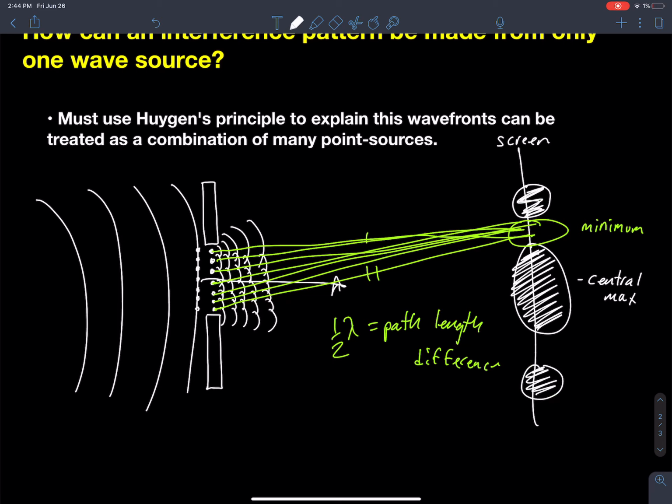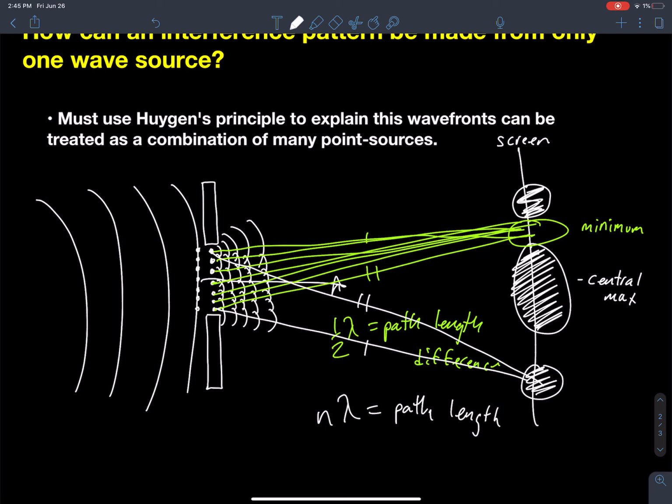And the math behind that would be that if I drew the lines, they are different path lengths. That length is longer than that length. But in this case, the path length difference is going to be a whole wavelength difference, which means that they're going to meet in phase. And if they meet in phase, it's constructive interference.